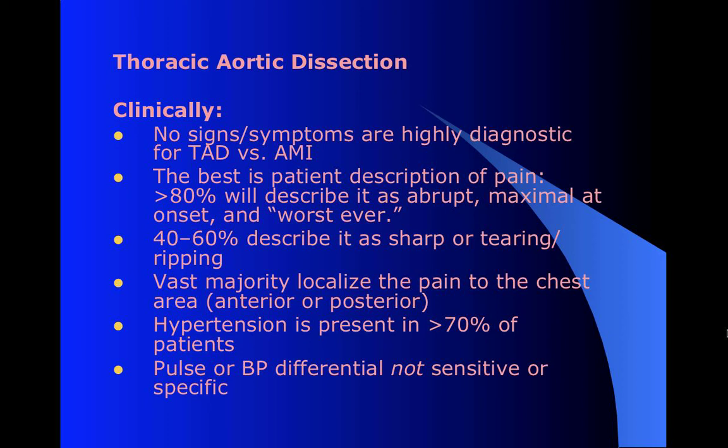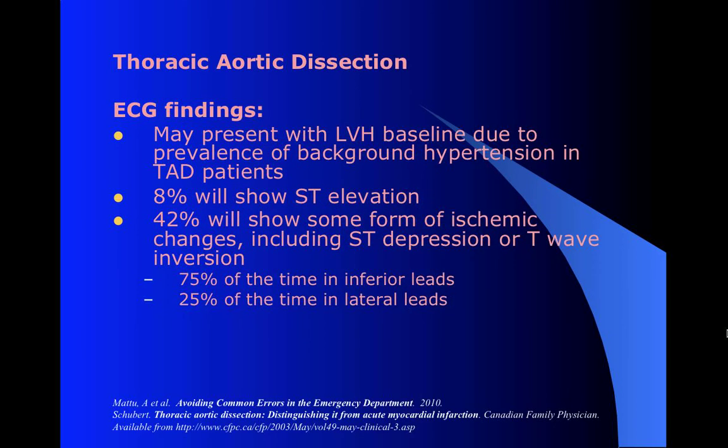A lot of us have been taught that these patients may present with a differential in the pulse or the blood pressure between their arms. So you take a pressure on their left arm, it's 130. You take it on their right arm, it's 190, something like that. That can be present, but it's neither very sensitive nor very specific. So don't get too worried about it. I would not myself even look for it, but it's something you could think about.